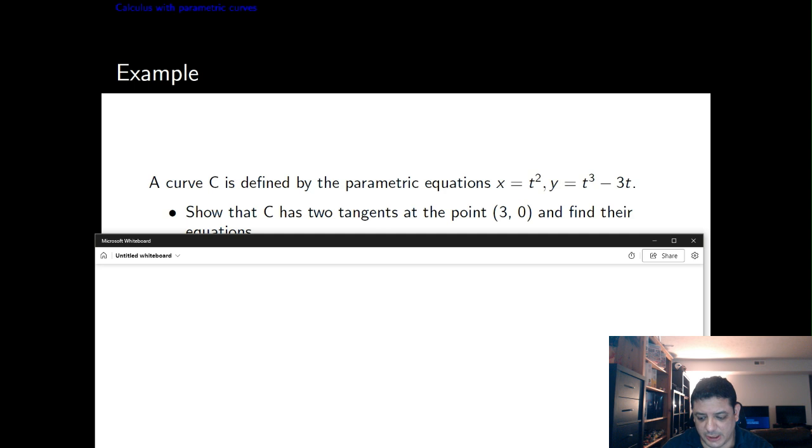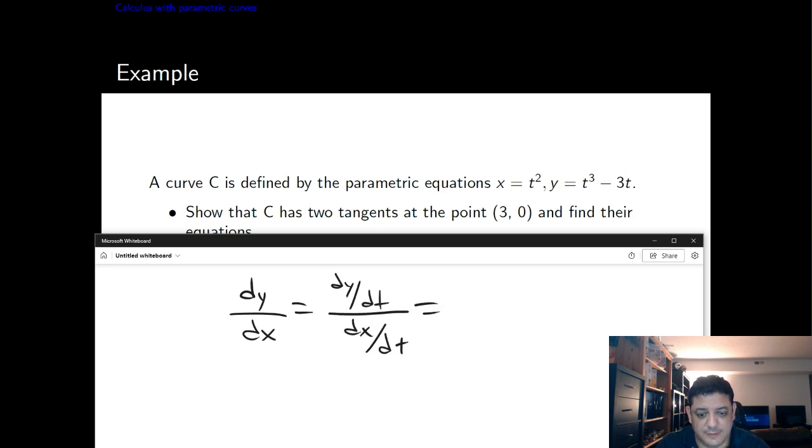The first thing is, of course, finding dy/dx. By definition, we just stated that dy/dx is dy/dt divided by dx/dt, which is just the derivative of each of these. So dy/dt is the derivative with respect to t, which is 3t squared minus 3, and the derivative of x is 2t.